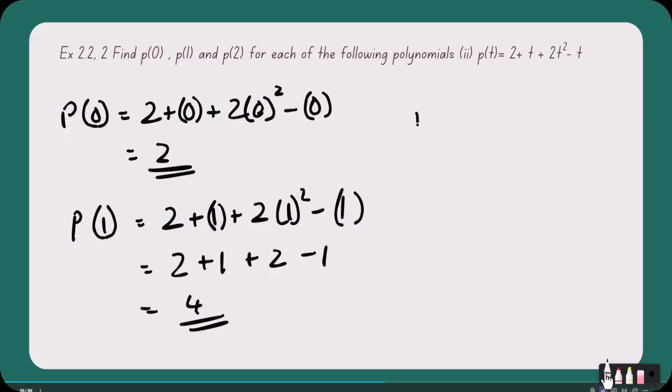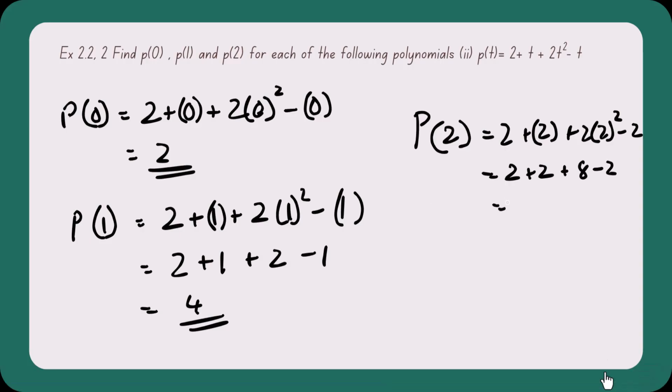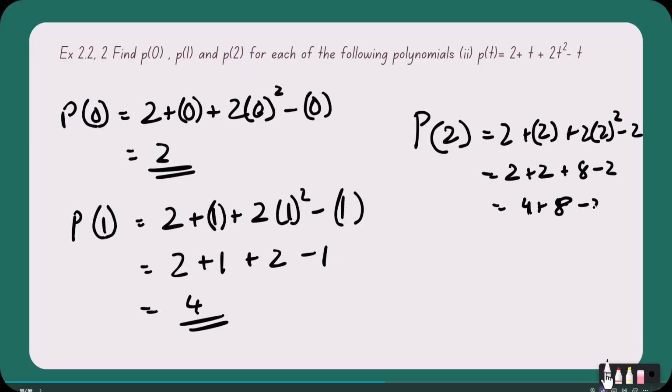What about p of 2? Next one is p of 2. So 2 plus 2, right? Plus 2 into 2 square minus 2. Okay. So we have 2 plus 2, which is 4. Then we have 2 into 2 square. 2 square is 4. 4 2s are 8. 8 minus 2, right? So 2 plus 2 is 4, 8 plus 4 is 12, minus 2. 12 minus 2 will get 10.